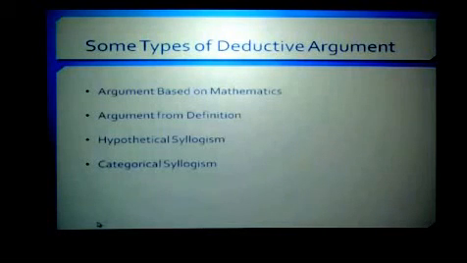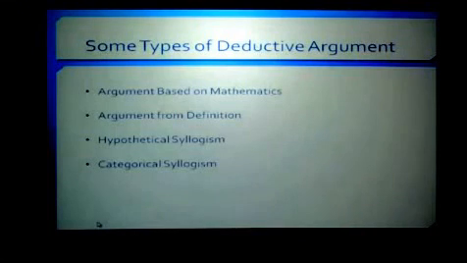Arguments from definition are arguments in which the conclusion follows from a definition of a term that's being used in the premises. For example, consider this argument. Jason is a mammal, so Jason is warm-blooded. Now, the conclusion that Jason is warm-blooded follows from the definition of the term mammal that is used in the premise. So this is an argument from definition.